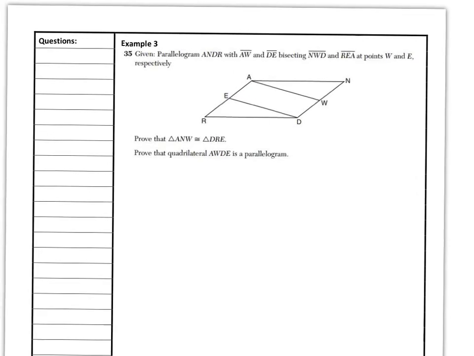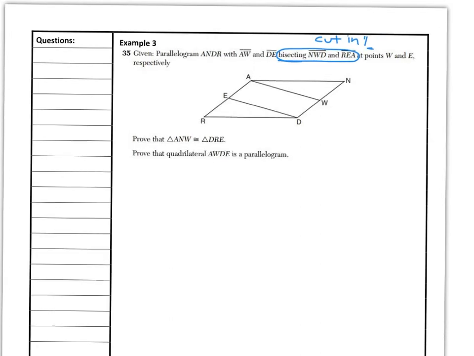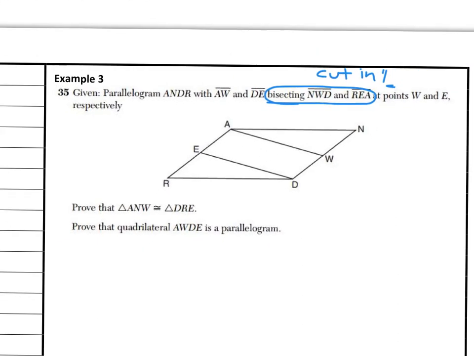All right, this was another 6-point question on a Regents exam. Again, 35 is the question number, and therefore that means it's 6 points because it's pretty much the last question on the test. So we've got parallelogram ANDR with AW and DE bisecting. Bisecting means cut in half. Okay, so if we're cutting in half, sorry, my paper is getting cut off a little bit here.